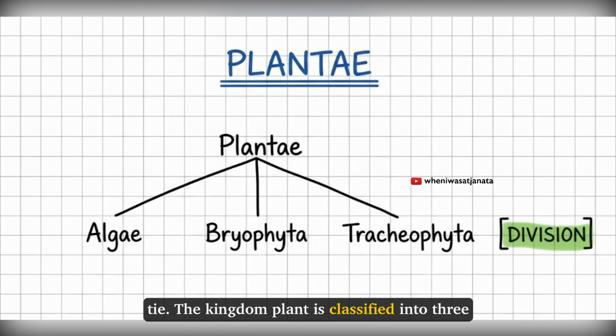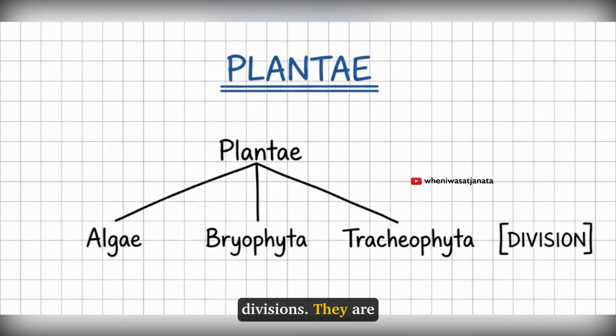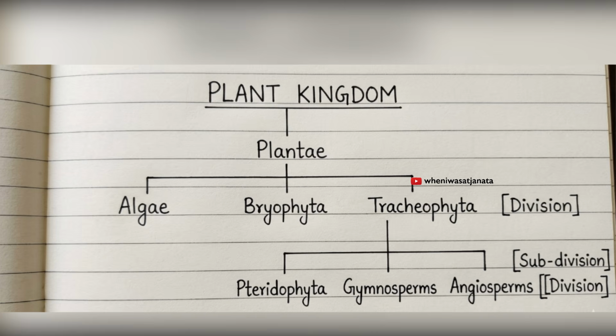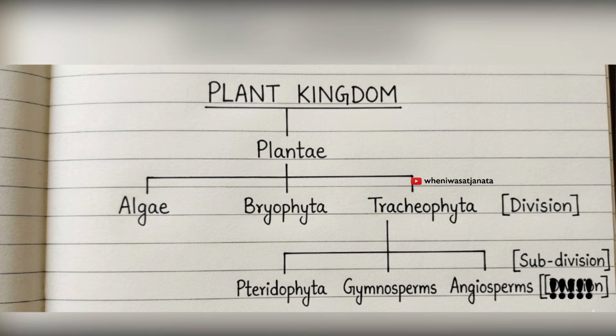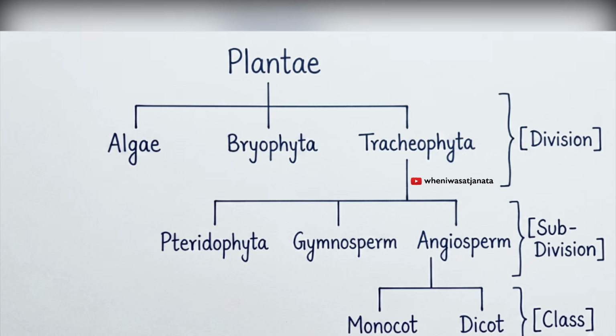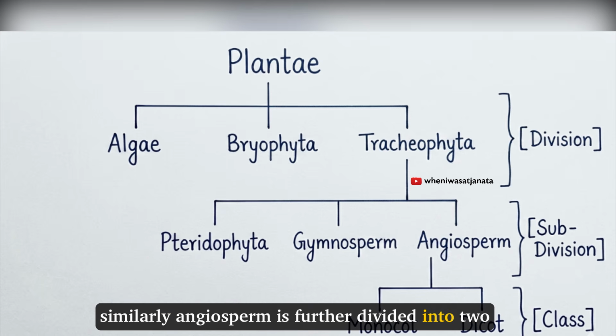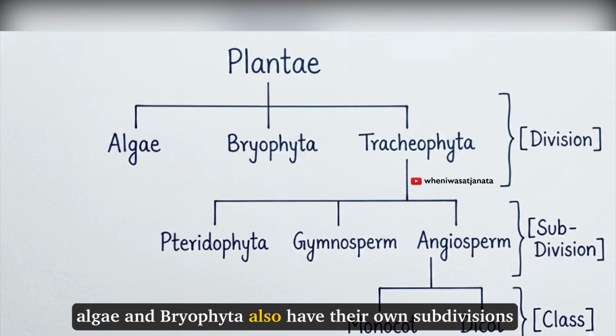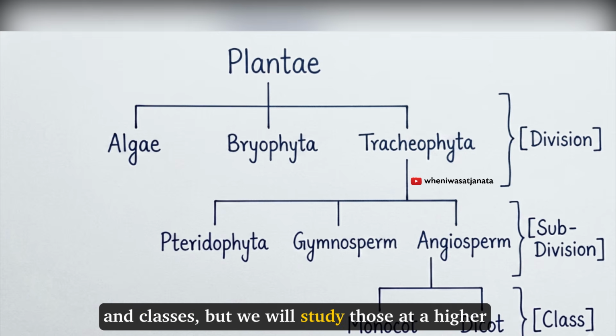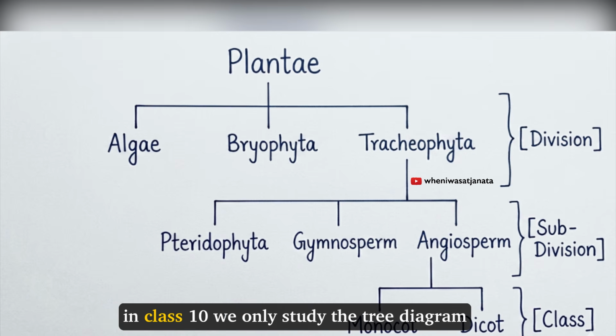The kingdom Plantae is classified into three divisions. They are algae, bryophyta, and tracheophyta. Tracheophyta is further divided into three subdivisions, which are pteridophyta, gymnosperm, and angiosperm. Similarly, angiosperm is further divided into two classes, monocotyledon and dicotyledon. Algae and bryophyta also have their own subdivisions and classes, but we will study those at a higher level. In Class 10, we only study the tree diagram mentioned above.